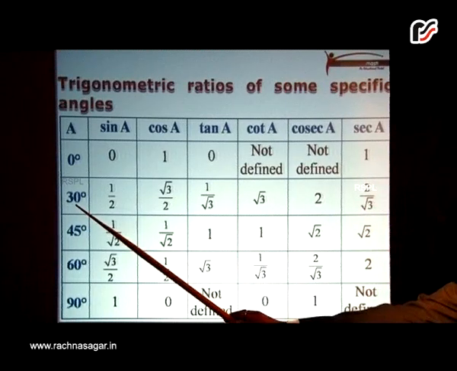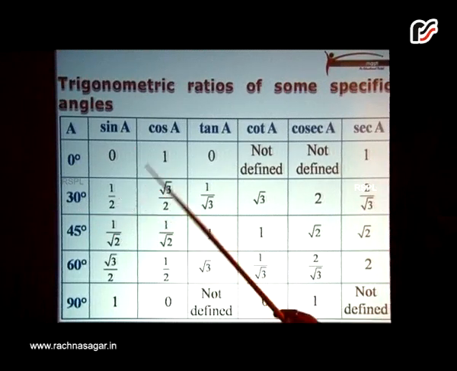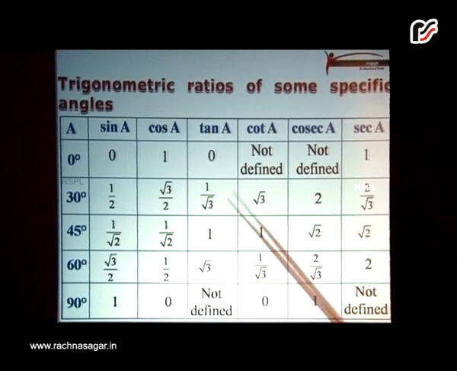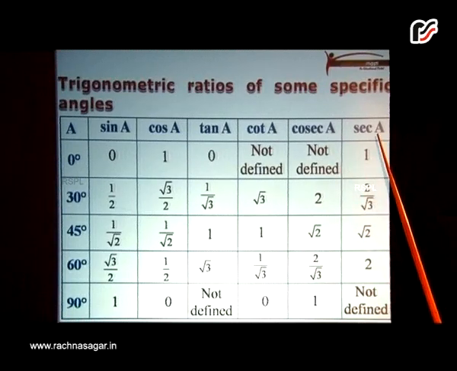If the angle is 30 degree, then the sine ratio is 1 by 2, the cos ratio is root 3 by 2, the tan ratio is 1 by root 3, the cot ratio is root 3, the cosec ratio is 2, and the secant ratio is 2 by root 3.